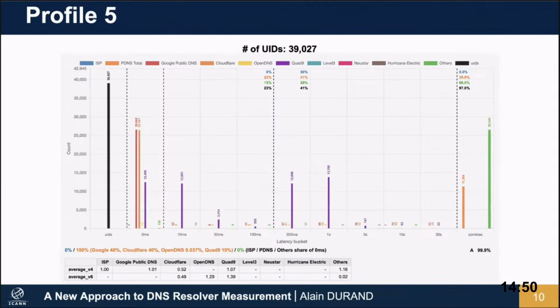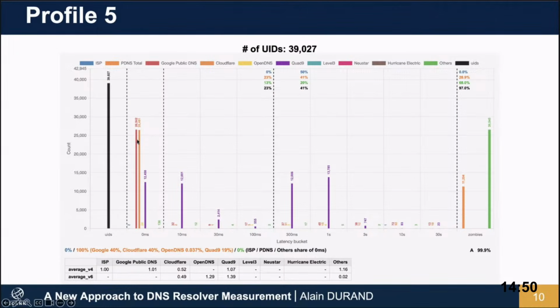Another profile here. This one also sends everything to the public DNS, and you see on the left that everything is sent to Google and Cloudflare, and about half of it is also sent to Quad9. It's like it's not belt and suspenders, it's belt, suspenders, and something else.